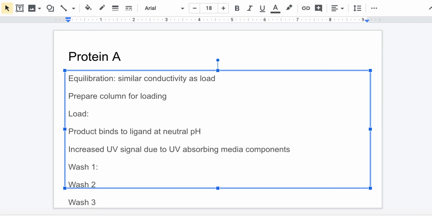Then you have a wash step, and this is important: as soon as you finish your loading, during wash one, the UV signal returns to zero within a certain number of CVs. Let me draw it out here.